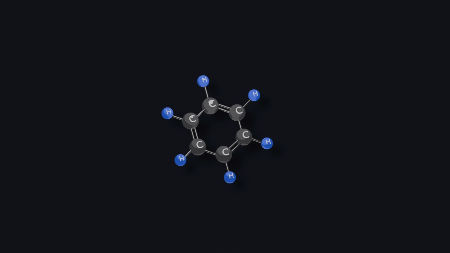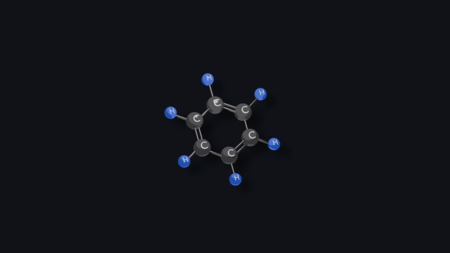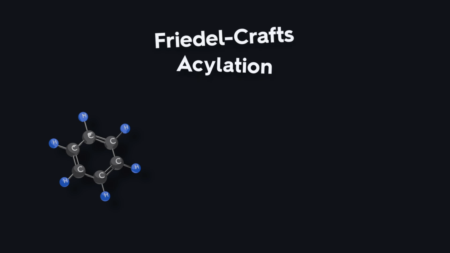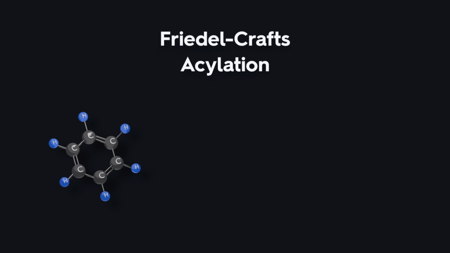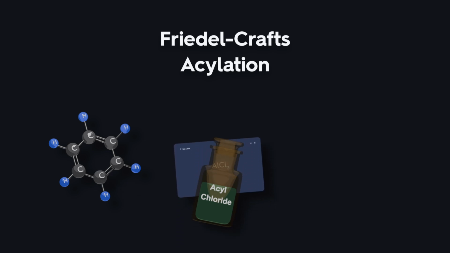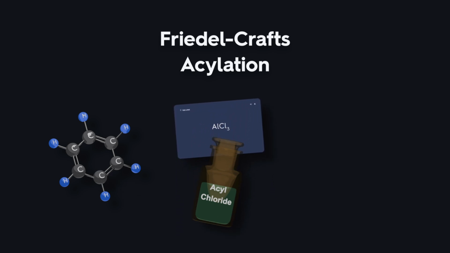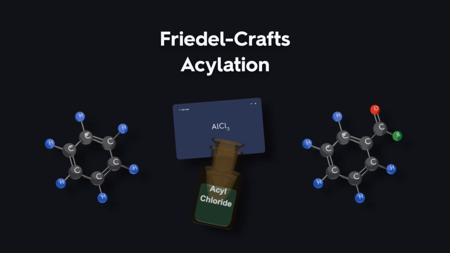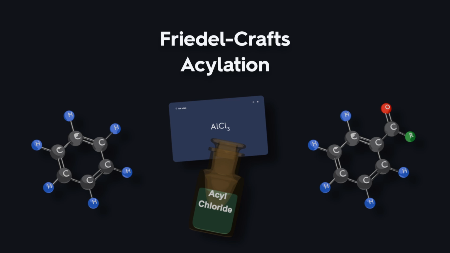If your goal is to place a ketone directly on an aromatic ring, a different strategy comes into play: Friedel-Crafts acylation. In this reaction, benzene reacts with an acyl chloride in the presence of aluminum chloride to form an aryl ketone. This method avoids carbocation rearrangements, and because the new carbonyl deactivates the ring, over-acylation is unlikely.